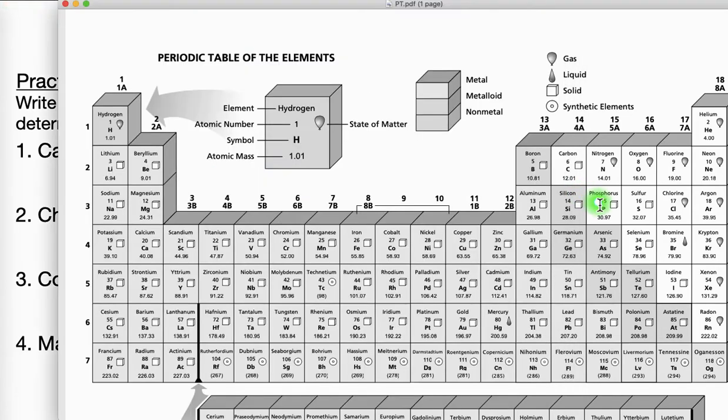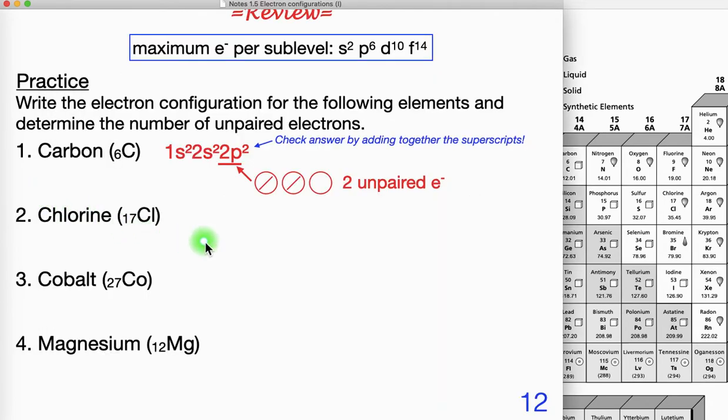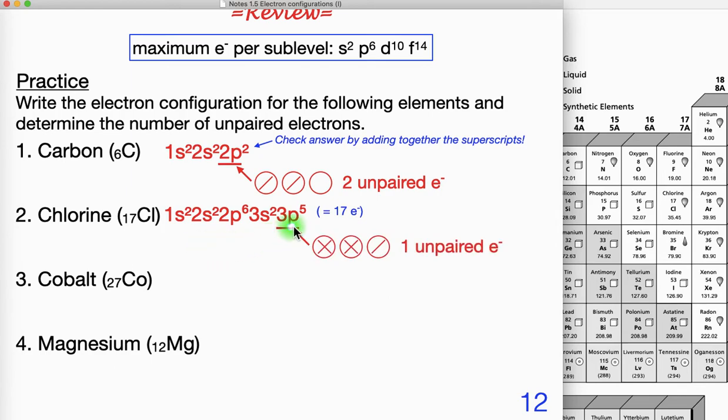Chlorine is atomic number 17, so it's right here. It's in the 3p block. So we have 1s2, 2s2, 2p6, 3s2, 3p1, 2, 3, 4, 5. It ends in 3p5. Add all the superscripts, gives us 17. Again, just a little double check that it works. And then looking at the last sublevel to determine the number of unpaired electrons, we have 1 unpaired electron.